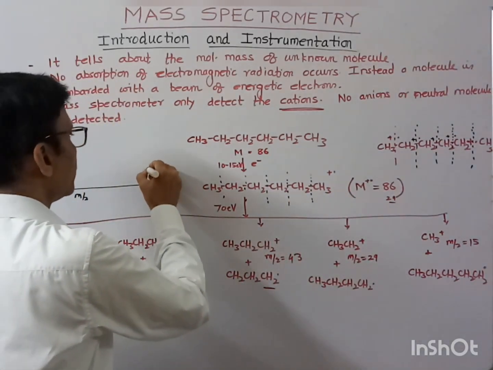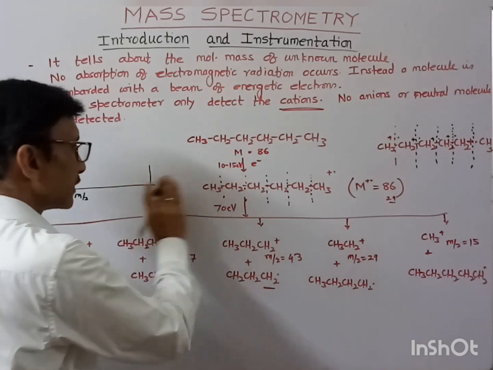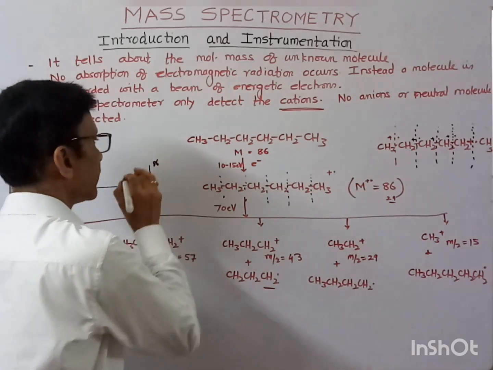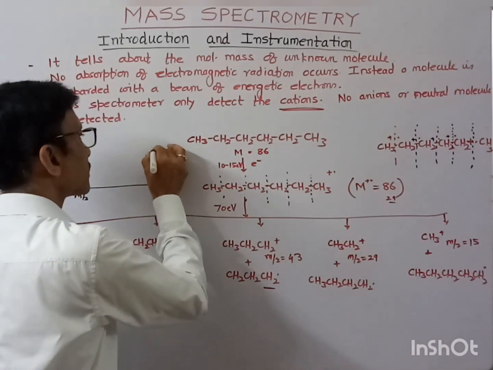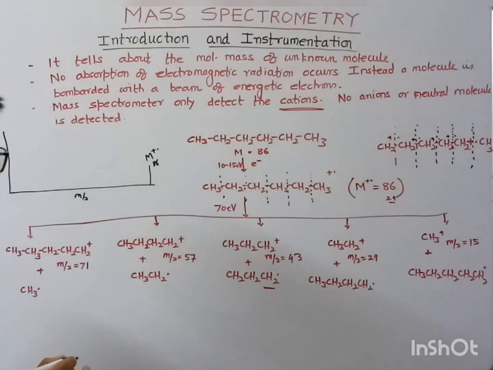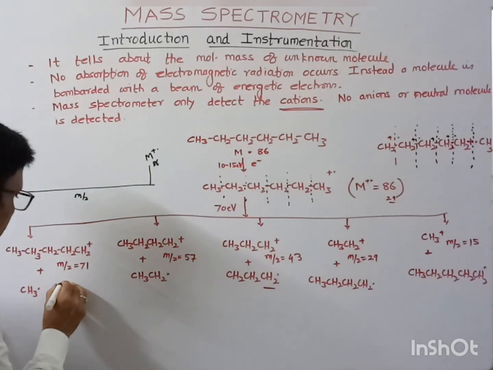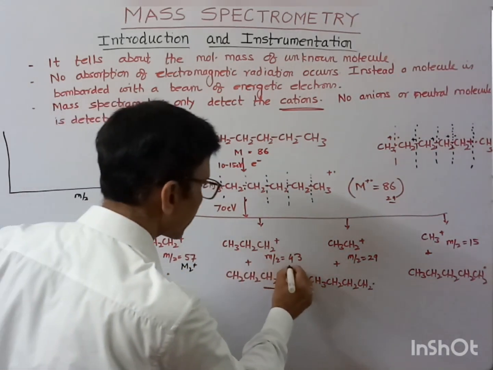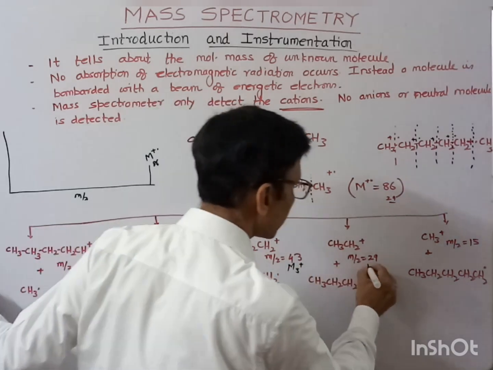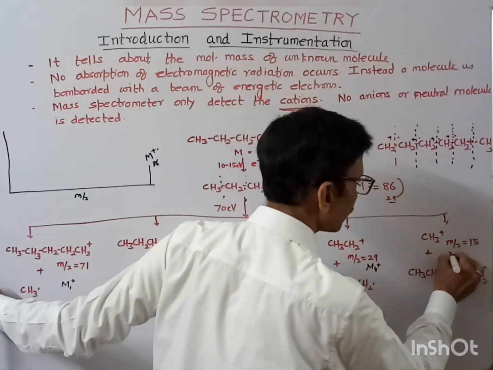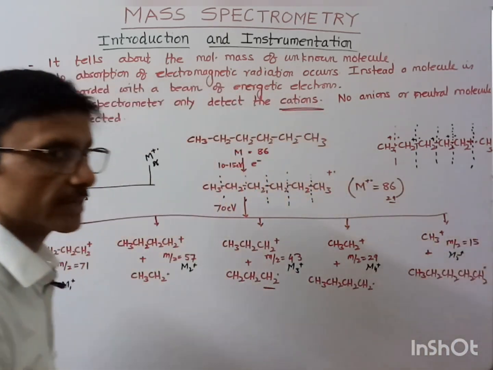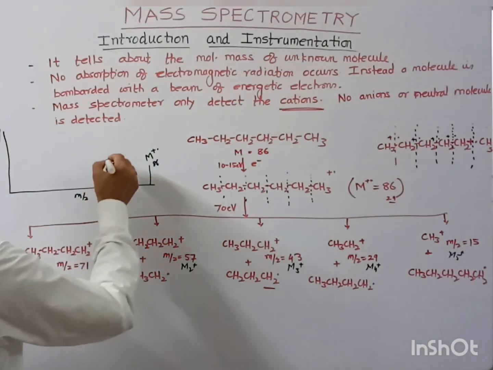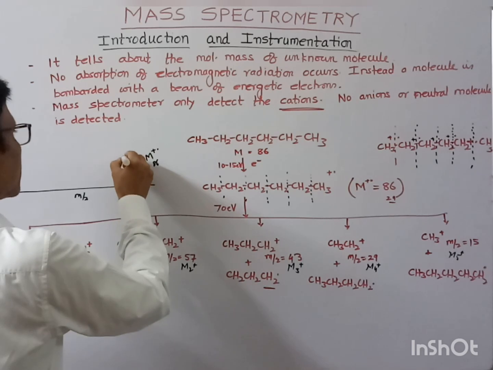One of the peaks that we may get, at the right corner of this spectrum, is at 86. Suppose this is the peak at 86, which is the molecular ion peak. Now next, suppose this is M1 plus, the next fragment M2 plus, the next fragment M3 plus, M4 plus, M5 plus. Like this, the mass analyzer will detect various fragments. Another peak that we may get is the pentyl one.